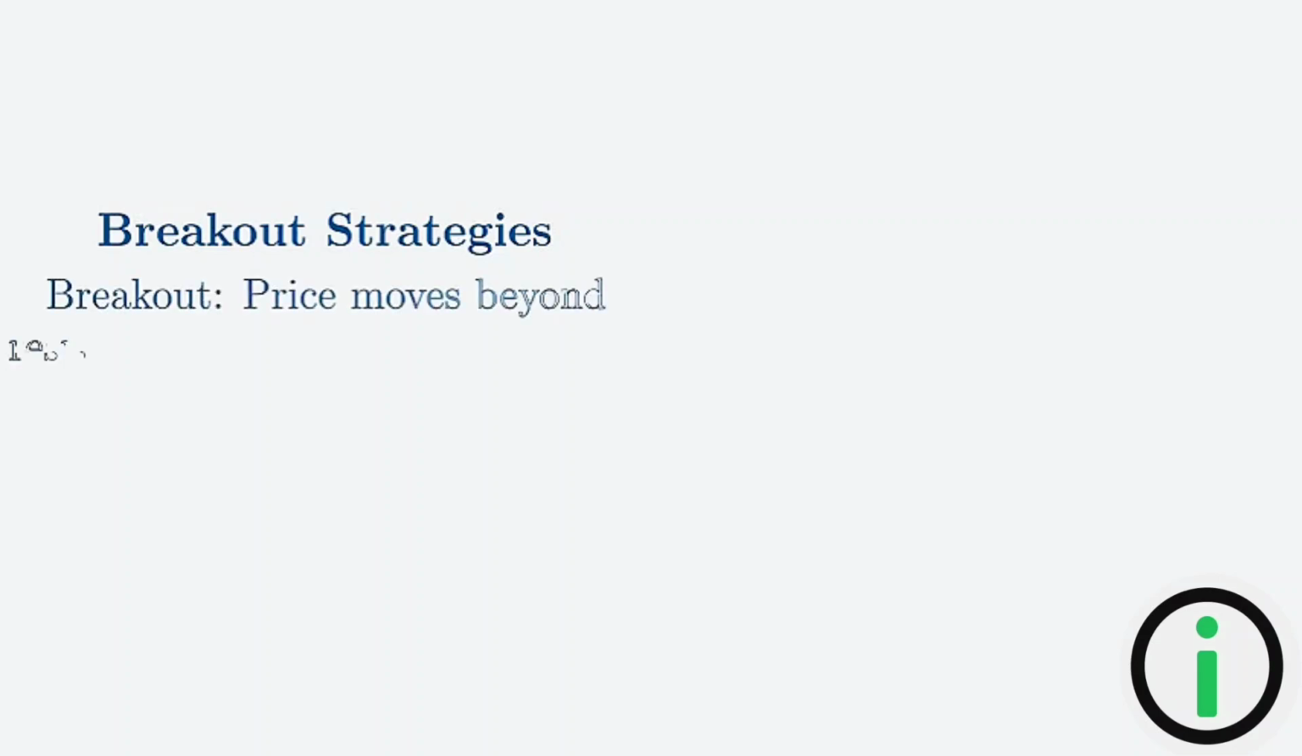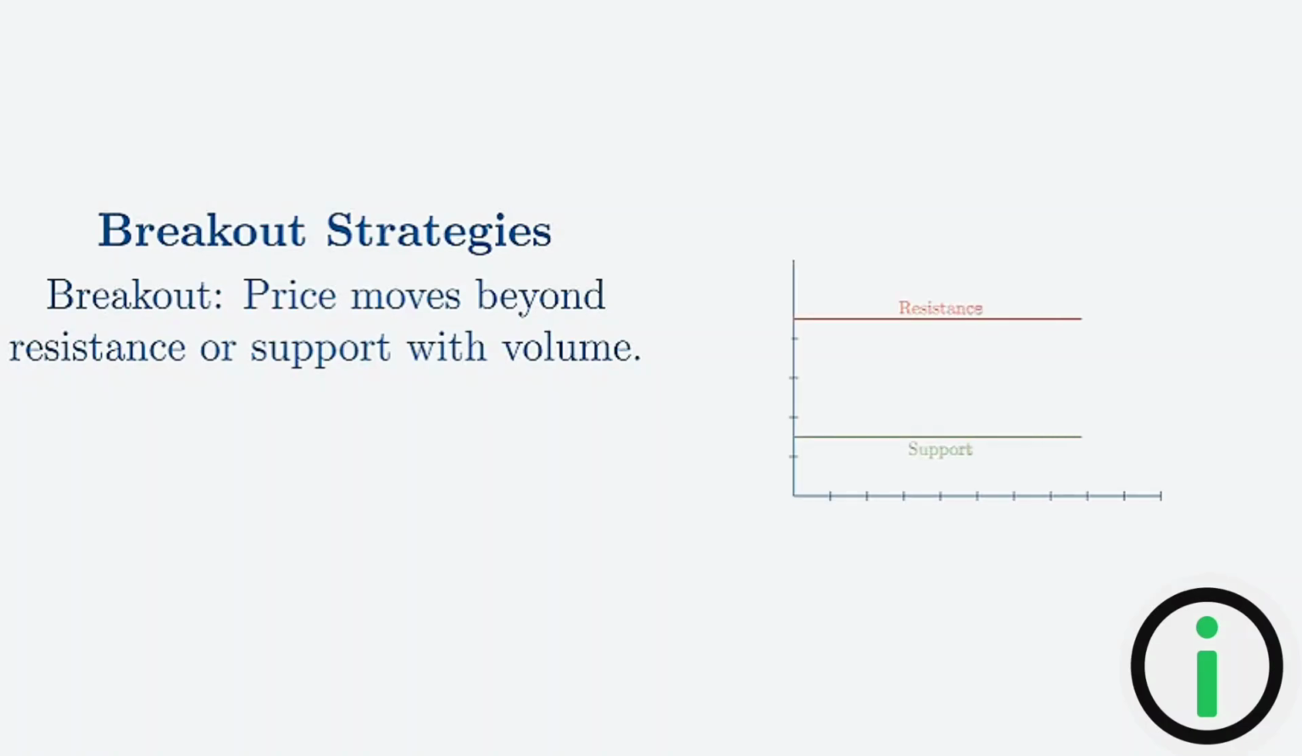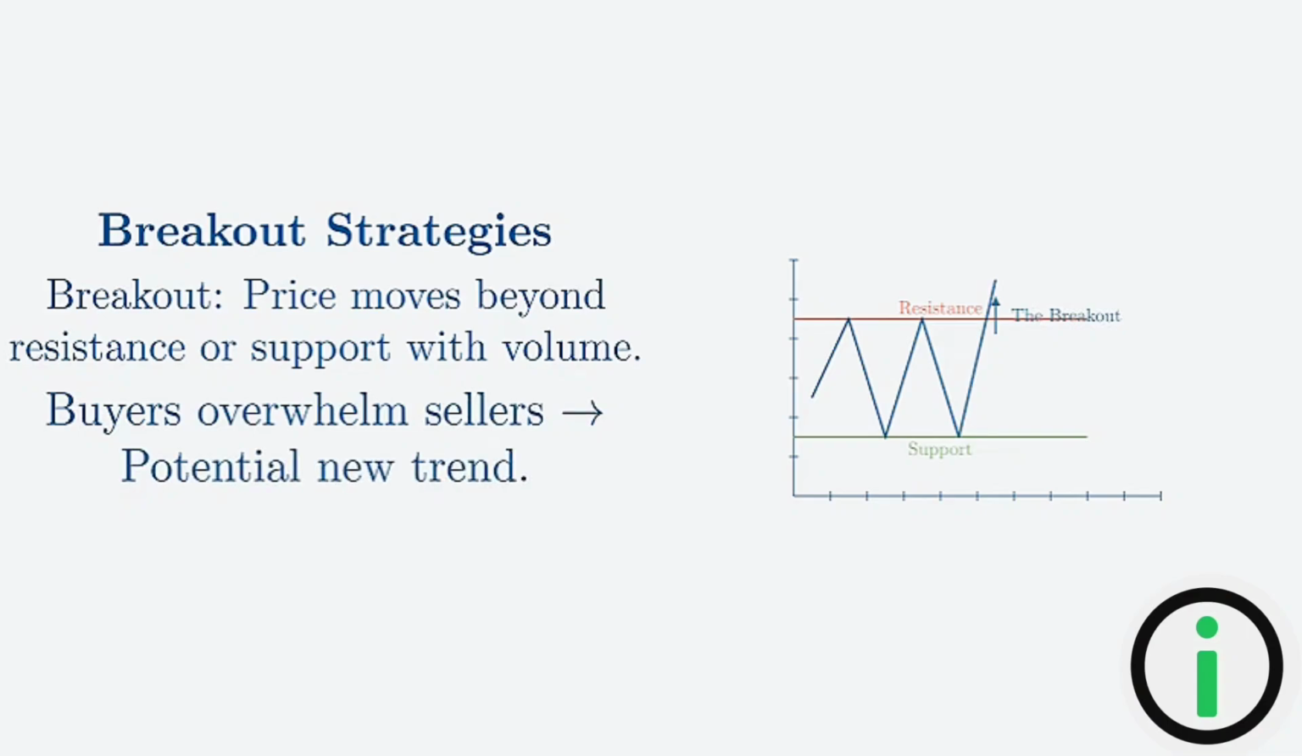First, let's talk about price action, specifically breakout strategies. A breakout occurs when the price of an asset moves above a resistance level or below a support level with increased volume. Imagine the price is trapped in a box. It hits the ceiling, which we call resistance, and the floor, which we call support. When the price finally punches through that ceiling, it signals that the buyers have overwhelmed the sellers. This is your signal that a new trend might be starting.